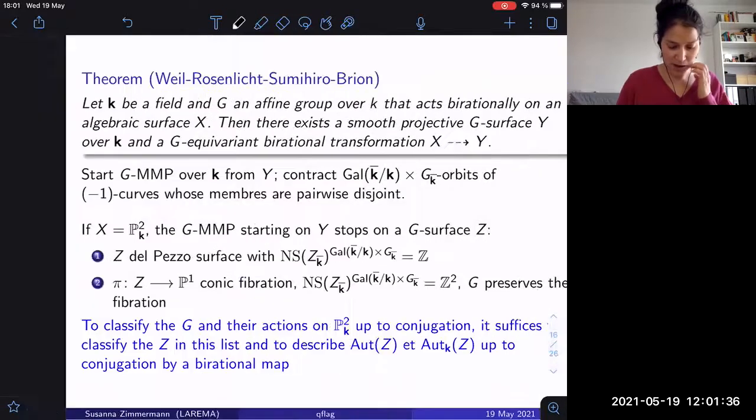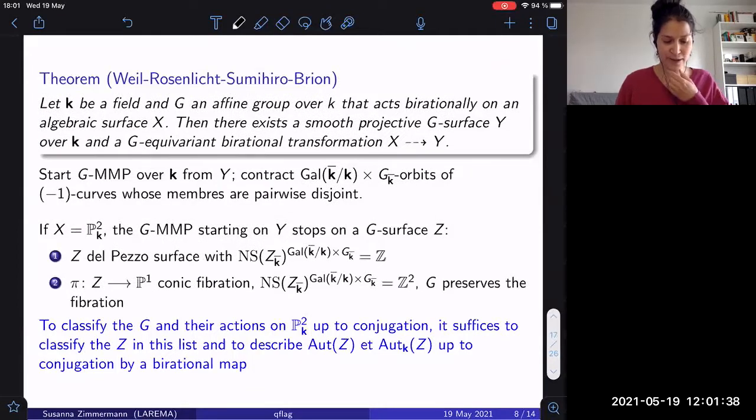And well, now to classify the groups, what remains to do is to literally write down all of the options of the Del Pezzo surfaces and the conic fibrations, and to check. So G acts by automorphisms of them. So you can check the automorphisms, and depending on which world of algebraic groups you want to stay in, you have to check which ones are conjugate. So basically that's the way to go.